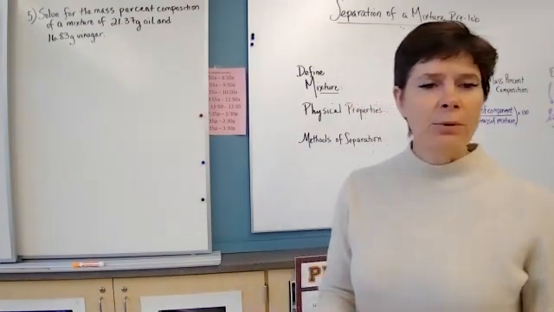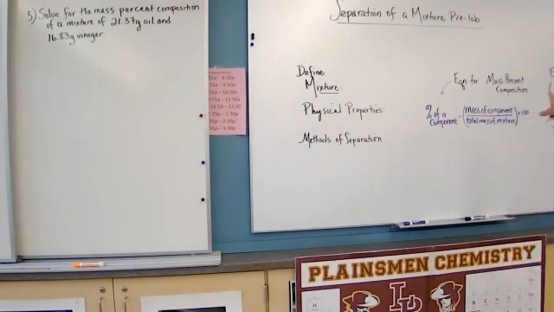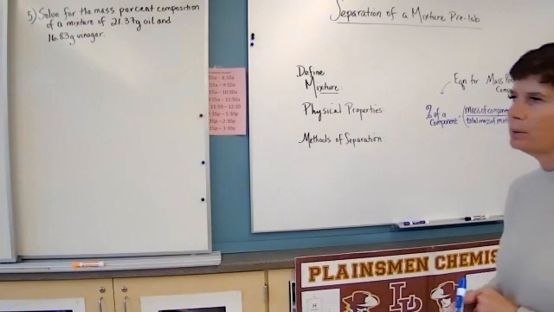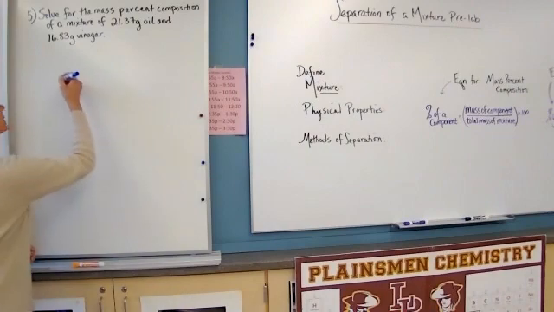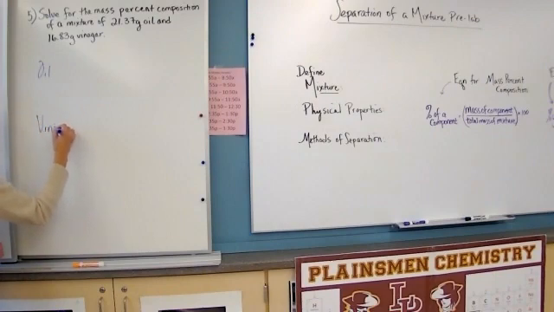To solve for the mass percent, we're going to look back over here at our equation for mass percent composition. We can see that if we take the mass of the component divided by the total mass of the mixture, we're going to then take that times 100 and get our percent of that particular component. So our 2 components are oil and vinegar. I'll just set this up so that I can solve for those separately.